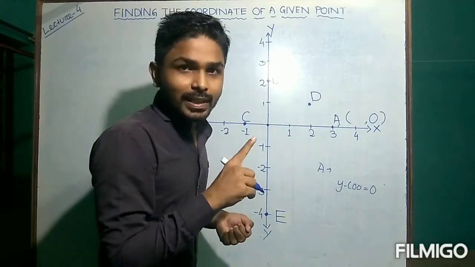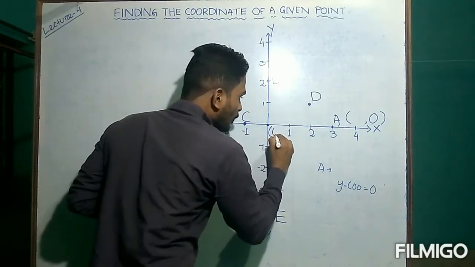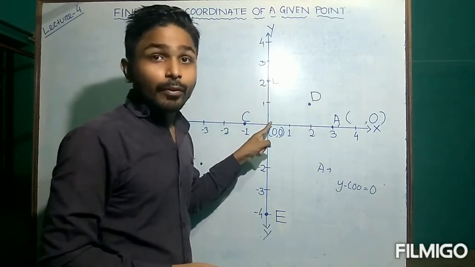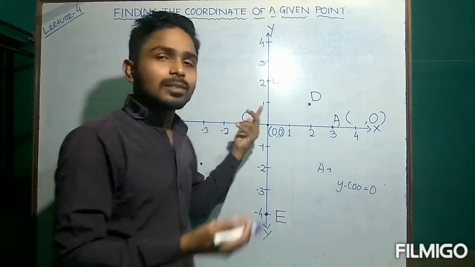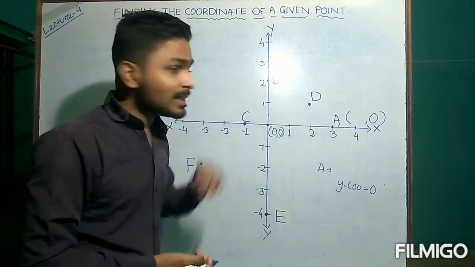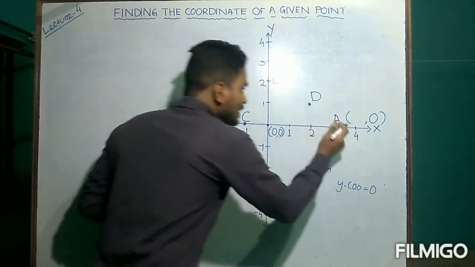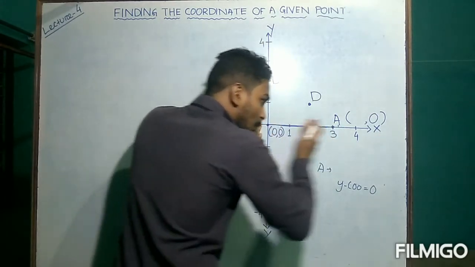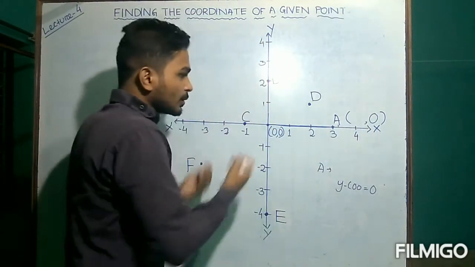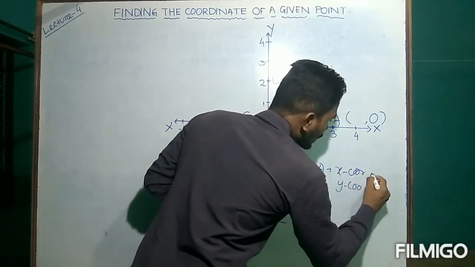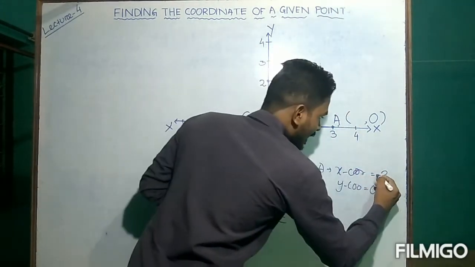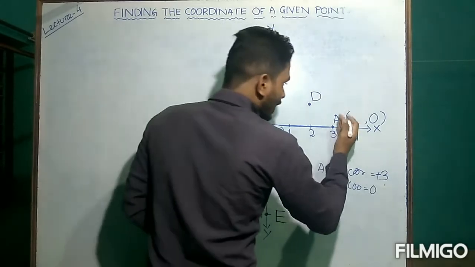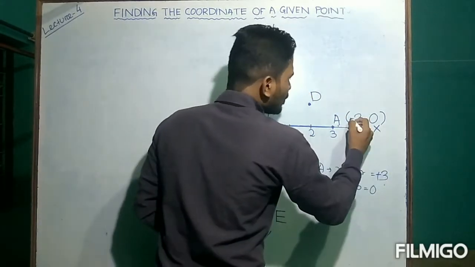And what is the coordinate of the origin? As I have told you, the coordinate of the origin is (0, 0), because the distance from the x axis is 0 and the distance from the y axis is also 0. That is why the coordinate of the origin is (0, 0). So in order to reach point A, you have to move 3 units in the positive direction of the x axis. So your x coordinate will be 3. By considering the sign, it is +3 because it is the positive direction of the x axis. So the coordinate of point A is (3, 0), or you can write (+3, 0).